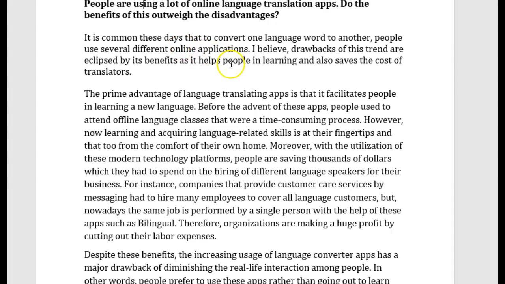All right, okay, but there were a couple of things I didn't like. For example, you went a little heavy with the commas. You didn't need all of these. So let's try it again, okay? It is common these days that to convert from one language to another without the word, people use several different online applications. Get rid of the comma here. I believe drawbacks of this trend are eclipsed by its benefits, as it helps people in learning and also saves the cost. Okay, fine. So let's move on.